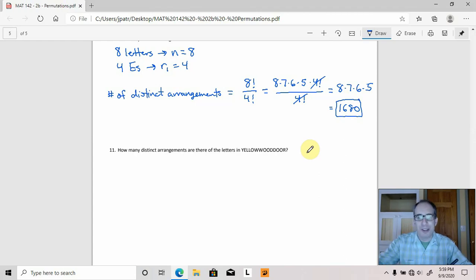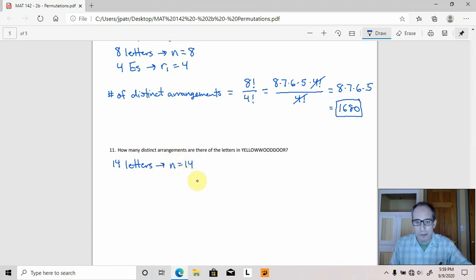But I thought about that, and I thought, that's one that's got a lot of repetition. That would be a good one here. So let's see. Yellow is a 6-letter word. Wood's 4. Door's 4. So there are 14 letters. Right, so 14 letters. So that means that N is 14.